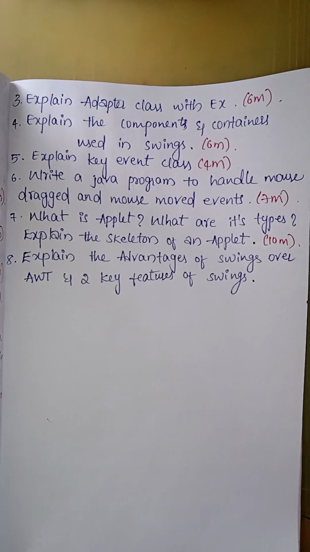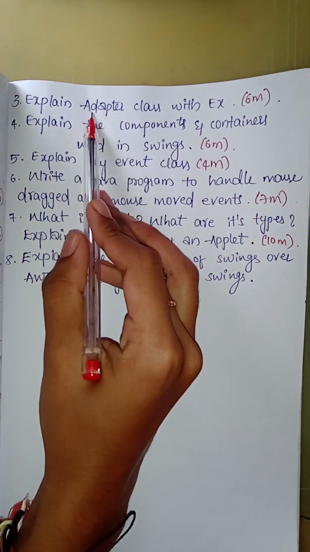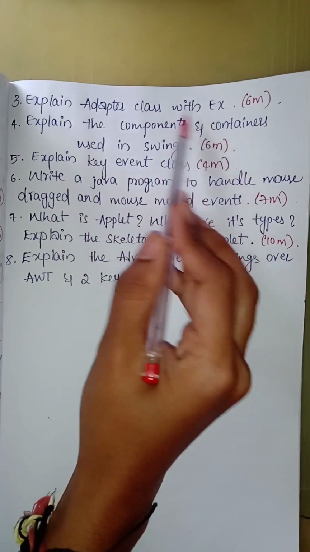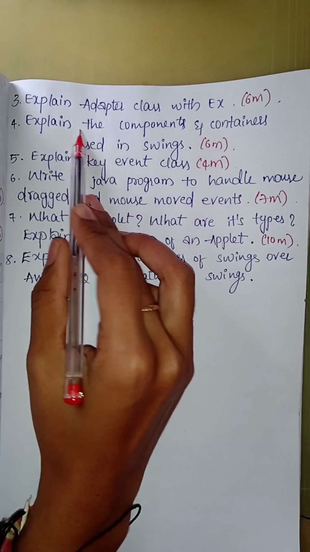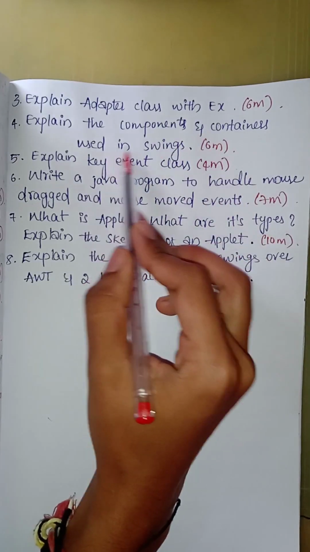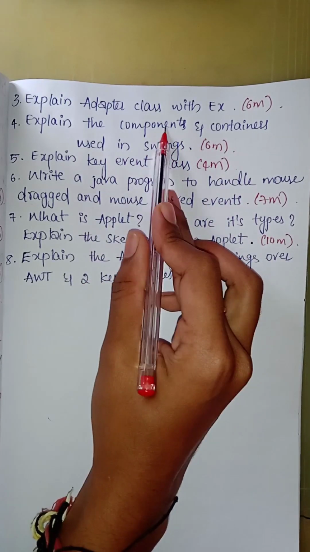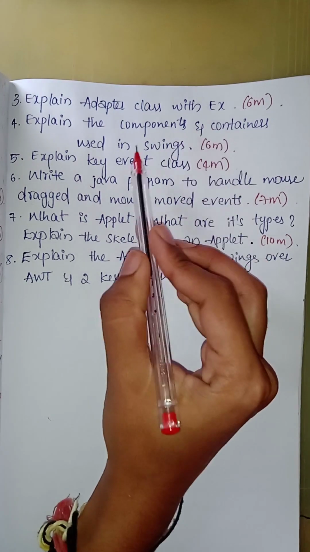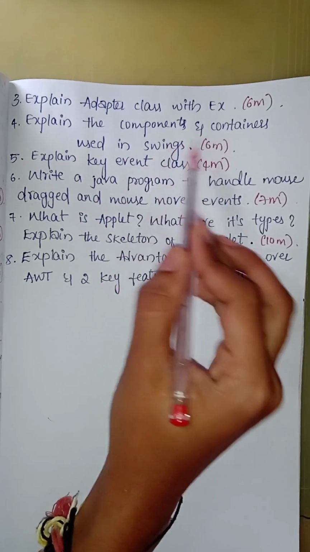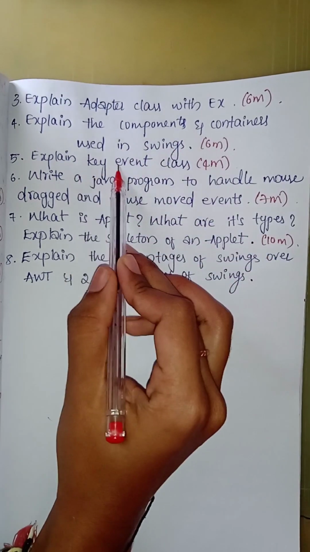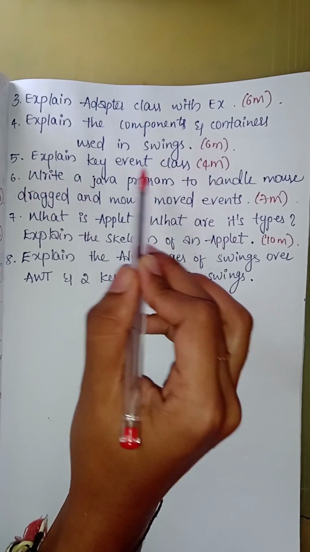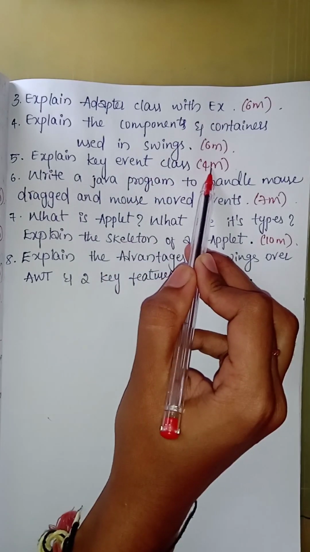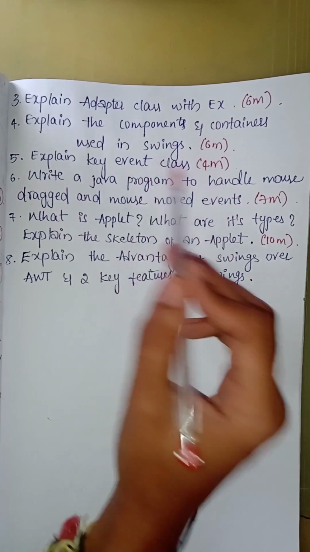And explain the adapter class with example. This is an important concept, adapter class. And explain the components and containers used in swings. We have to write that down for 6 marks. Explain the key event class. This is only for 4 marks. We have to explain that concept.